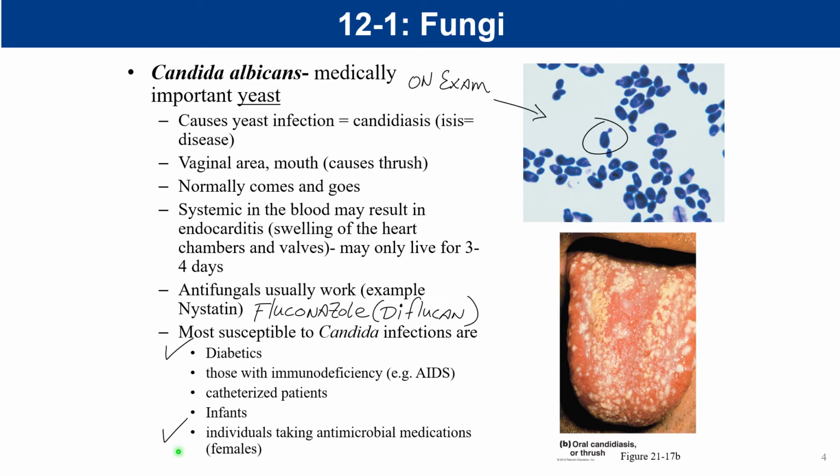A lot of women could have small amounts of Candida albicans, these yeasts that you see up here, present in the vaginal area, but they're kept under control and no one would know they were present until some kind of an event, like taking antibiotics, causes an imbalance in the bacteria.